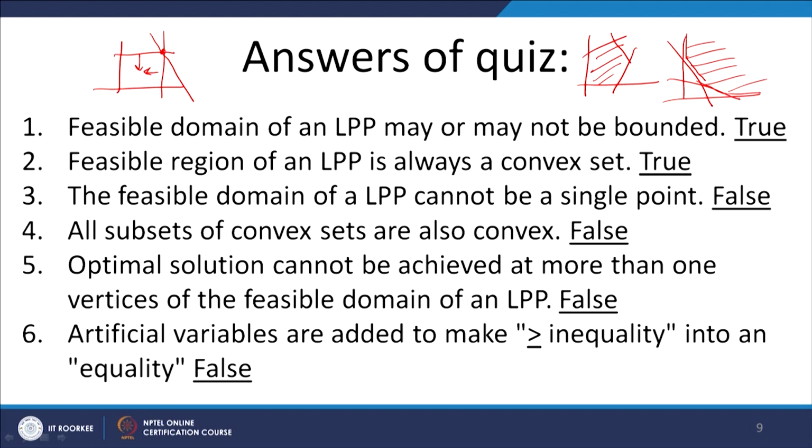So, there is only one point in the feasible region. This is the one point in the feasible region. So, the answer to question number 3 is false.